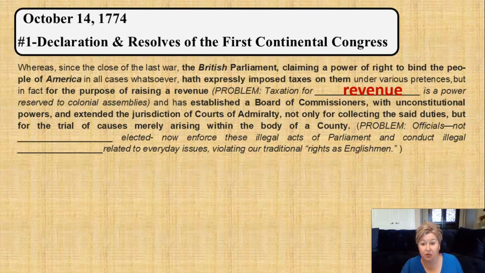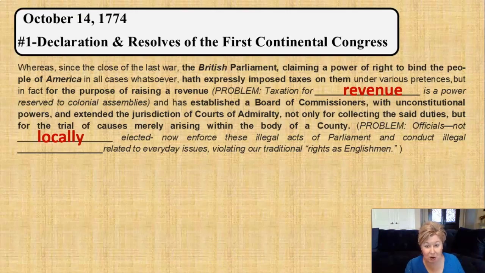They have established a board of commissioners. Remember, they are going to establish this board, and they are all hanging out in Boston with unconstitutional powers, and you've extended the jurisdiction of the courts of admiralty, not only for collecting the duties, but for the trial of causes merely arising within the body of a county. So these people are actually now conducting trials not just related to the collection of duties, but other causes as well that have arisen.